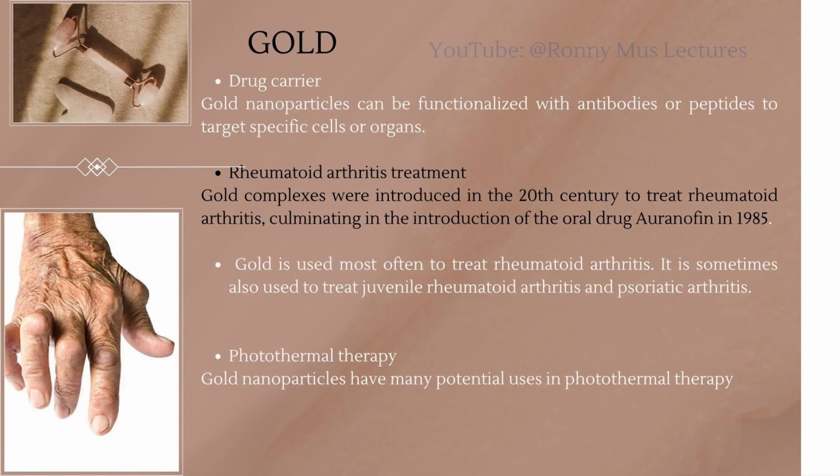Then we have gold. Gold is used as a drug carrier, whereby gold nanoparticles can be functionalized with antibodies or peptides to target specific cells or organs. And then gold is also useful when it comes to treating rheumatoid arthritis. And then gold is also used in photothermal therapy, whereby gold nanoparticles have many potential uses in photothermal therapy.